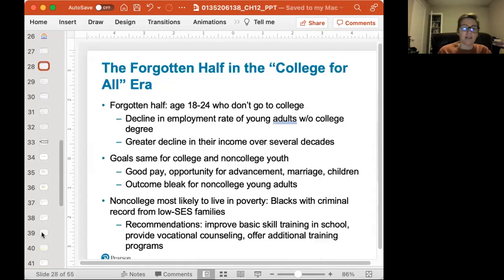And then the forgotten half in the college for all era. So the forgotten half is the age 18 to 24 people who don't go to college. There's a decline in employment rate for young adults without a college degree, and there's a greater decline in their income over several decades. Their goals are the same for college and non-college youth. So whether or not people go to college, they want good pay, opportunity for advancement, marriage, and children. And then the outcome is unfortunately bleak for non-college young adults. So it's beneficial to get a degree in a lot of regards, but not every job requires one, right?